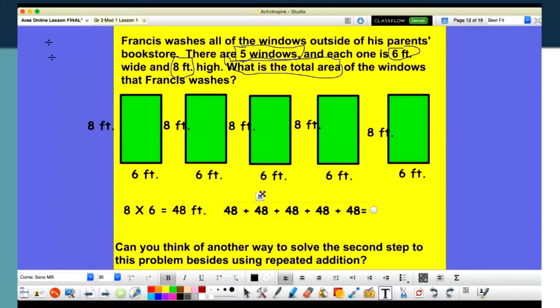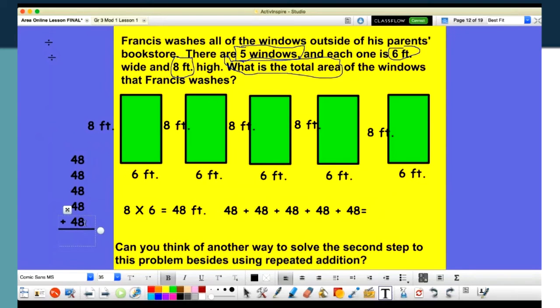All right, so what I'm going to do is come over here and add 48 vertically 5 times. Okay, and I need a little plus sign here, and then here, I need a little line going across. So, adding up my ones, 1, 2, 3, 4, 5. 8 plus 8 plus 8 plus 8 plus 8.